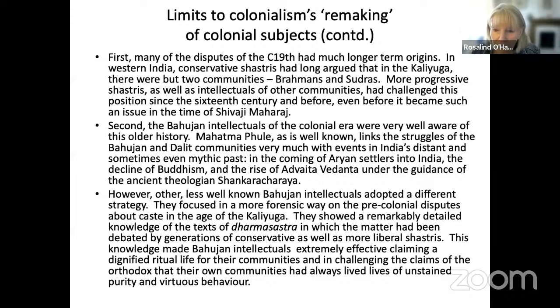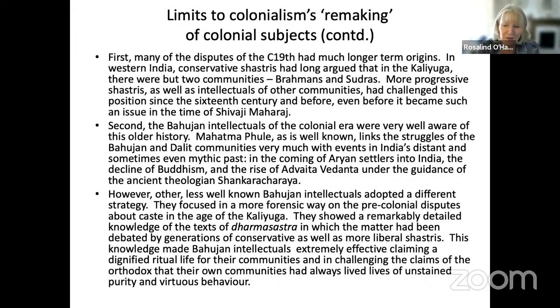Fule, as we've to some extent discussed, and we'll be looking again a little bit more at Fule tomorrow, linked the struggles of Bahujan and Dalit communities both with the very ancient and in some ways mythic past, the coming of Aryan settlers into India, and the less mythic, very concrete history, the decline of Buddhism and the rise of Advaita Vedanta under the theologian Shankaracharya. But lesser known Buddhist Bahujan intellectuals adopted a rather different and in a way much more familiarly, almost professionally historical approach. They went back to the documents.